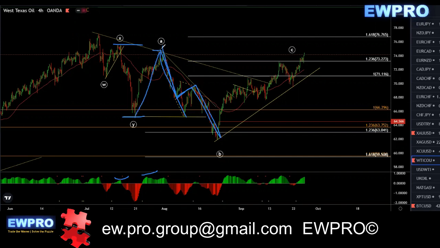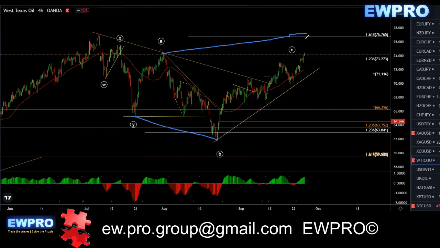So then we're looking for that A, B, C. We're getting that C up. We're looking for that first target of the 100 pip. Your second target is that 161.8, and if it does get up to there, it's going to be an expanding flat for an A, B, C.